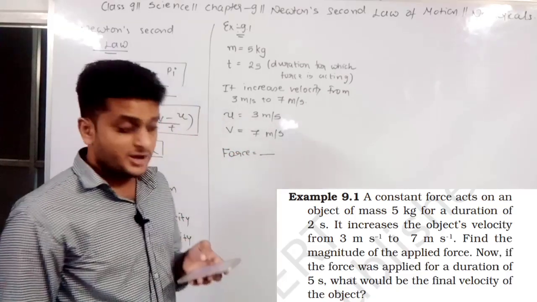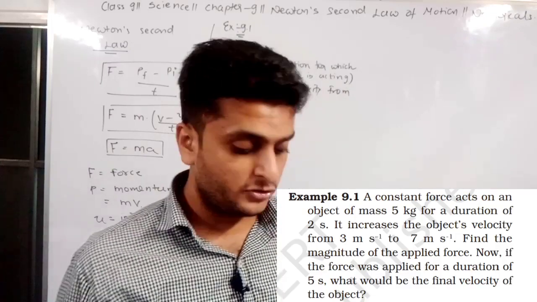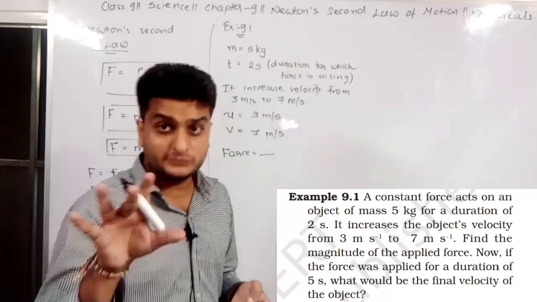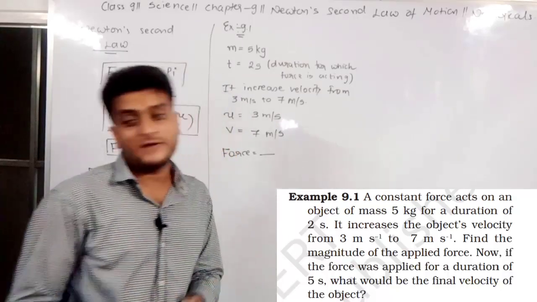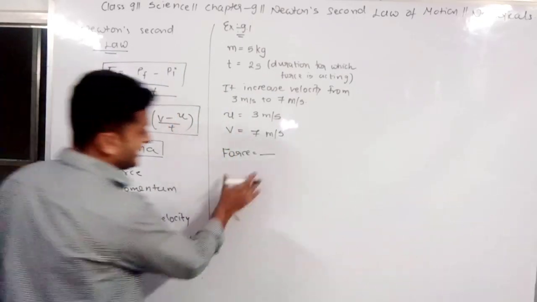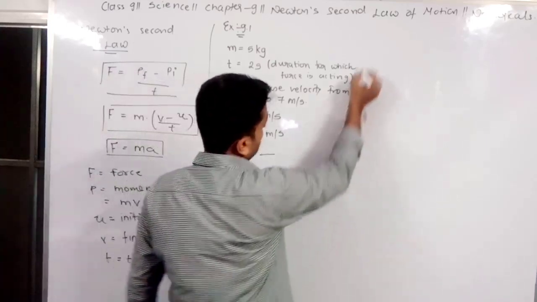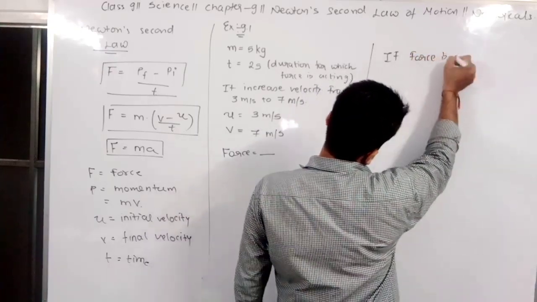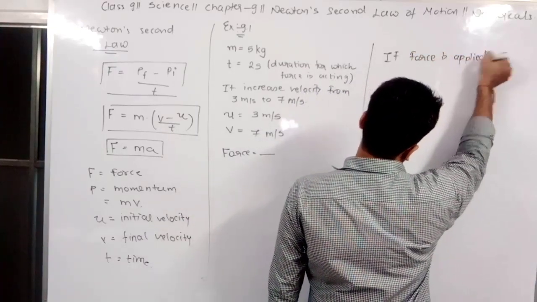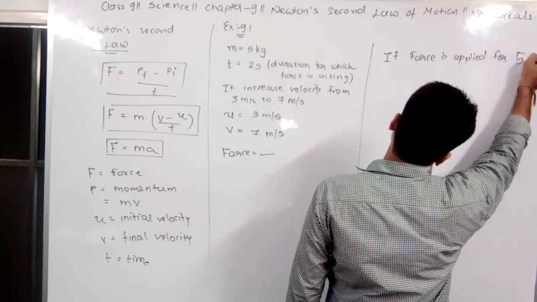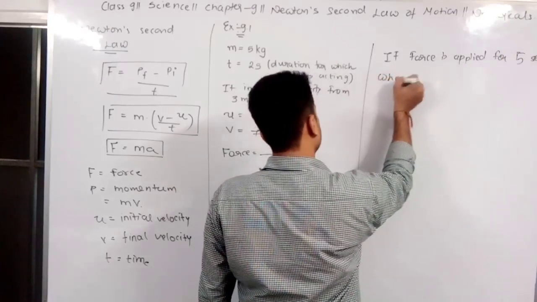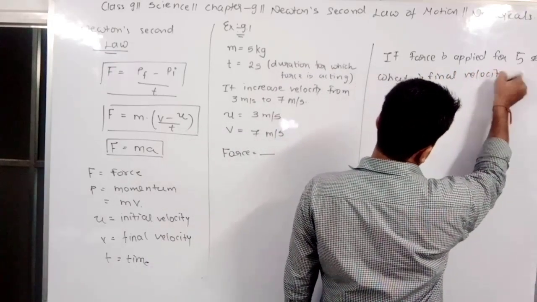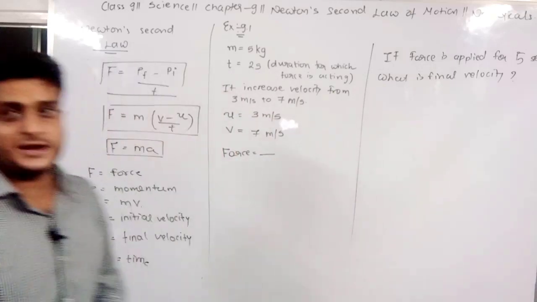okay. Now if the force was applied for the duration of 5 seconds, if the same force is applied for the duration of the 5 seconds, what would be the final velocity, okay. तो पहला ये question है force, और इसी के अंदर दूसरा question है कि if force is applied for 5 seconds, then what is the velocity of the object, then what is the final velocity. This is what you need to find, okay.